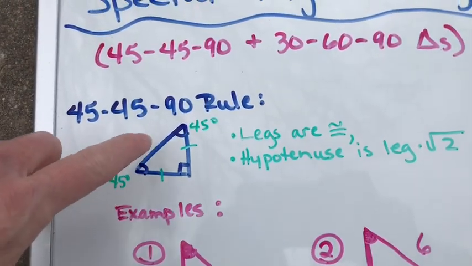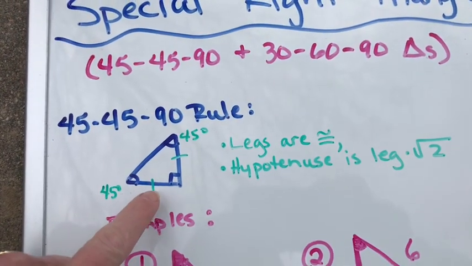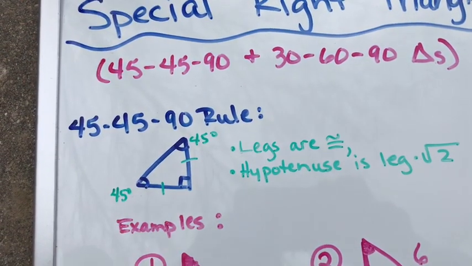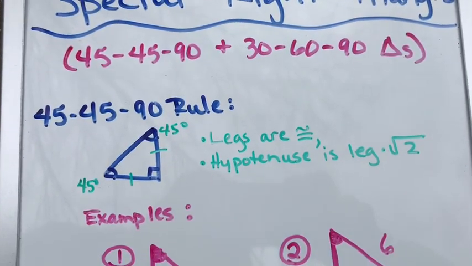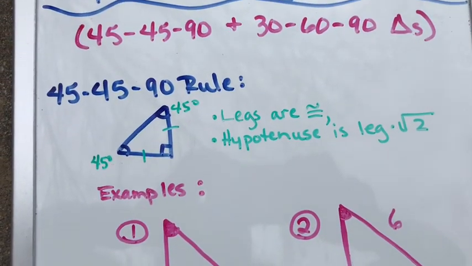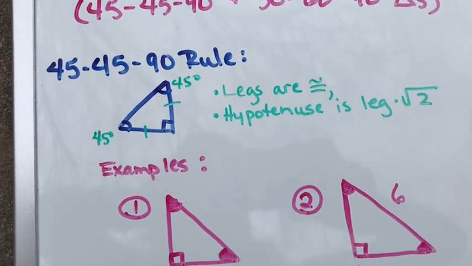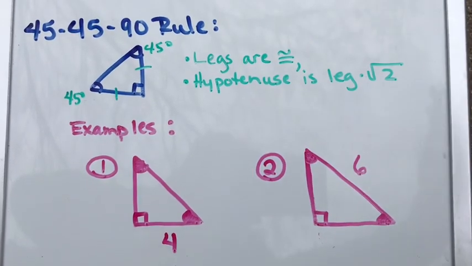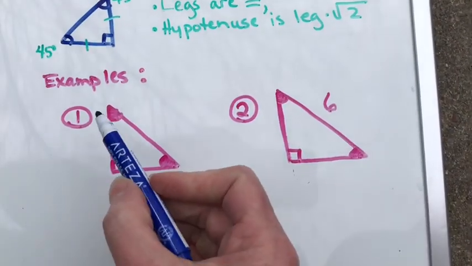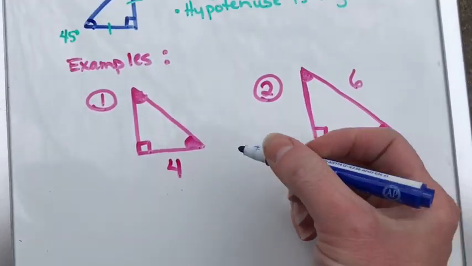If these two angles are 45 degrees, that would mean that the legs are congruent and the hypotenuse is whatever the leg is times radical 2. So, for instance, this is going to be super easy. It's going to be so easy that it's going to seem like it's hard. So if you look at this first example, if I know this leg is 4, I know that these angles are congruent, which makes them each 45 degrees.